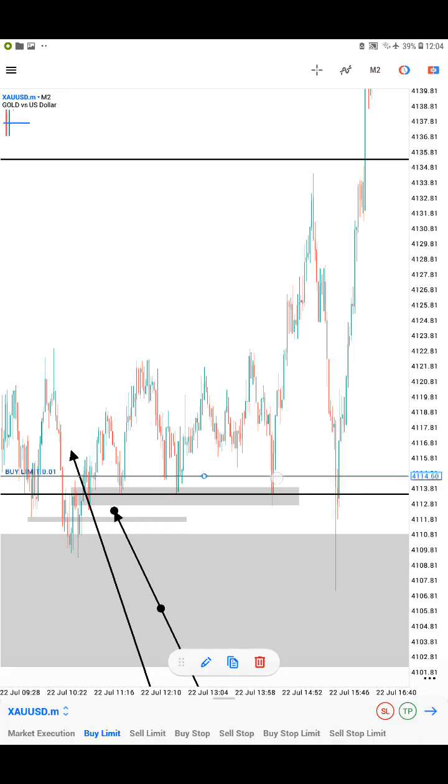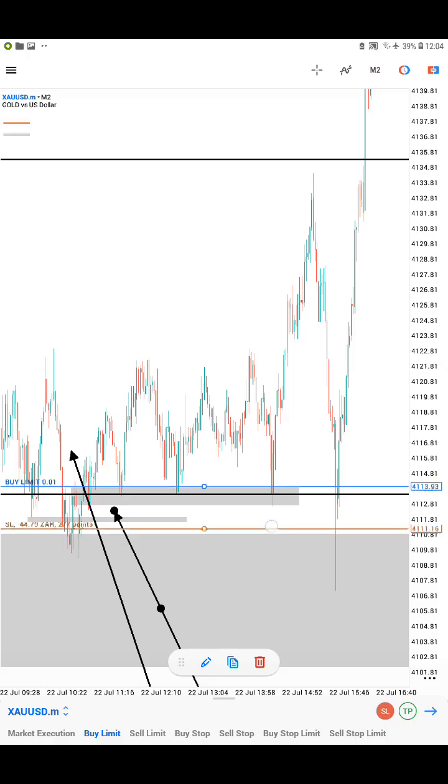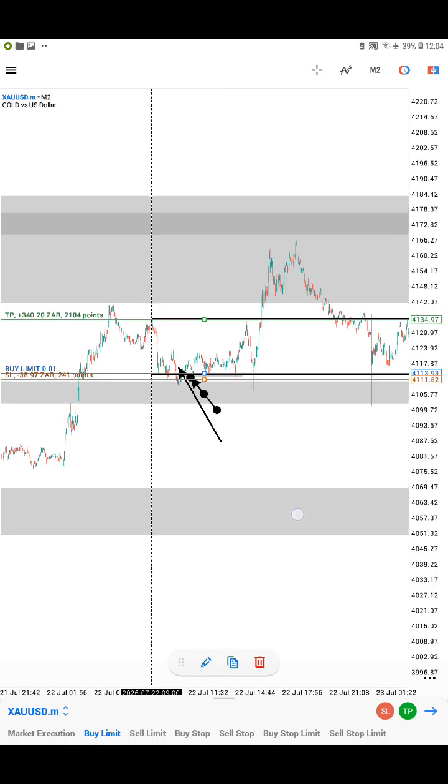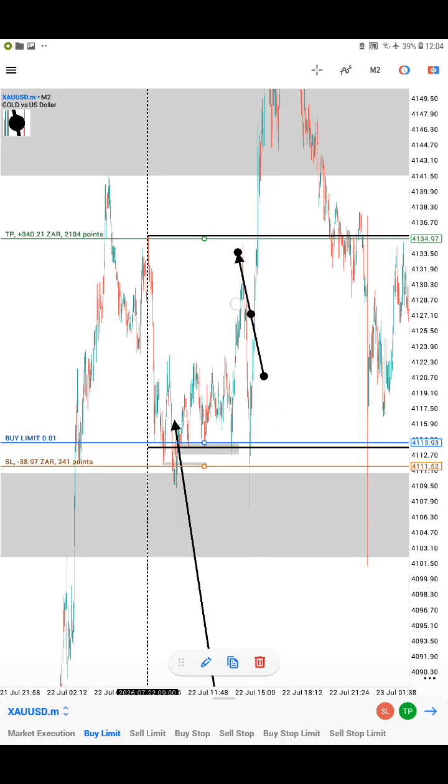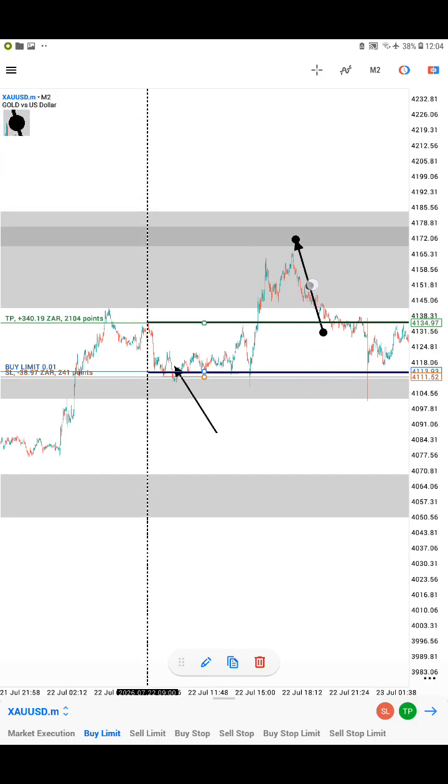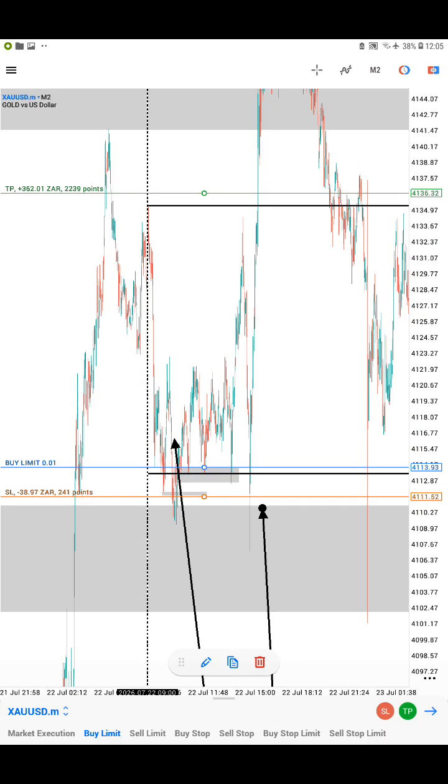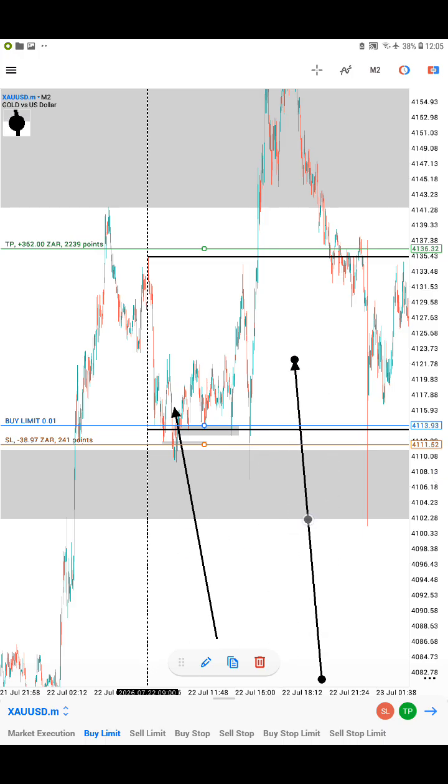You're going to enter here, your stop loss right above the liquidity sweep, and your take profit will be the high of the 30 minutes range, or the next key level, which is this level right here. You understand? Or this high right here, or that level right there. That is your take profit. That is what it is.